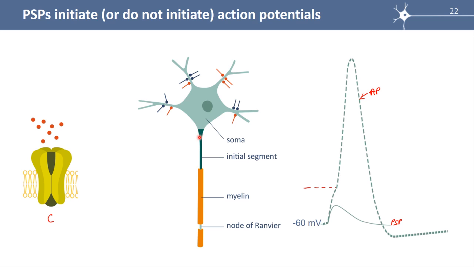So you see that to get an action potential in a postsynaptic neuron, it requires a lot of glutamatergic synapses to be active at the same time and not too many GABAergic synapses active at the same time as the excitatory ones.